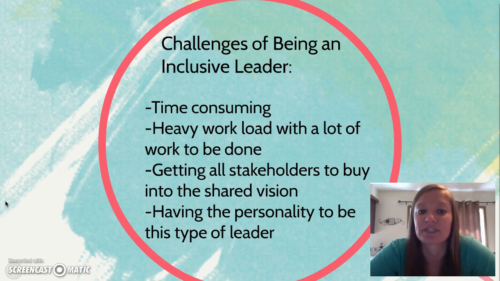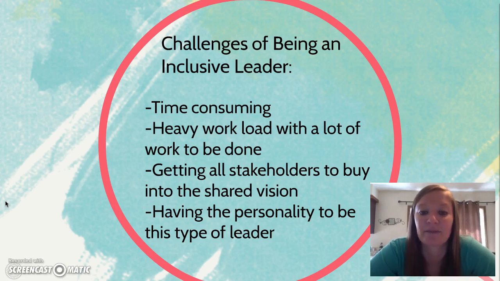Getting all the stakeholders to buy into the shared vision, I think, would be really hard. Everybody has their own opinion and their own past and way they were brought up, and could have different principals before you that did things differently and just may not want to buy into your vision. So it's really important to get everybody on board, which I feel like would be very difficult.